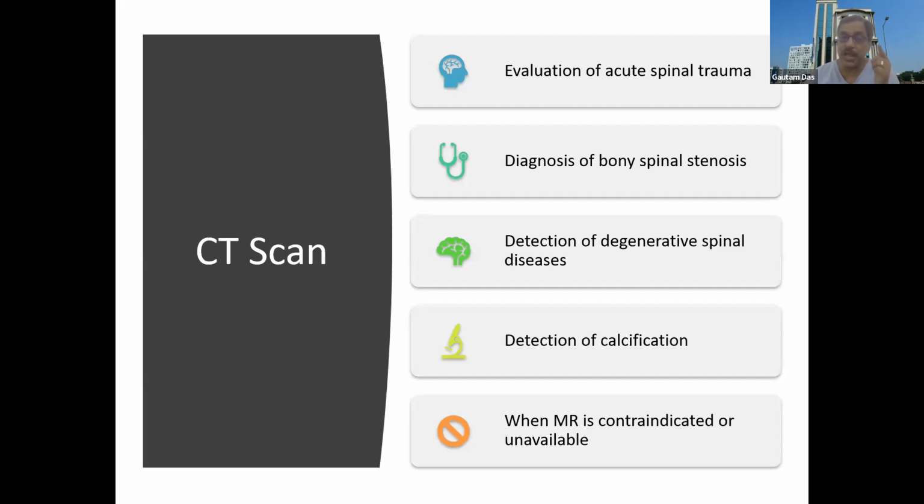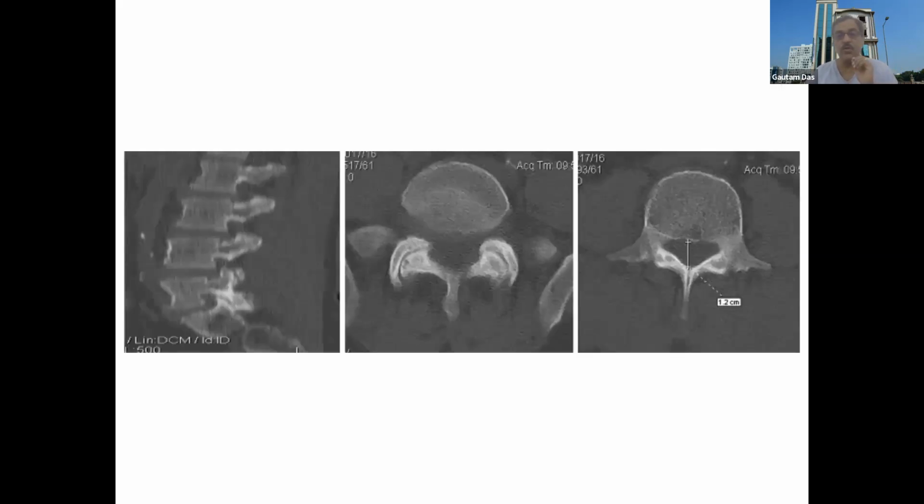But when we have bony spinal canal stenosis, like a spondylolisthesis, then CT scan is better. Or if you want to see a degenerated spine or calcifications. Another important indication is that some patients have a metallic implant which is not compatible with MRI. In those situations we are forced to do a CT scan. So now you can see the bony structures are better understood.